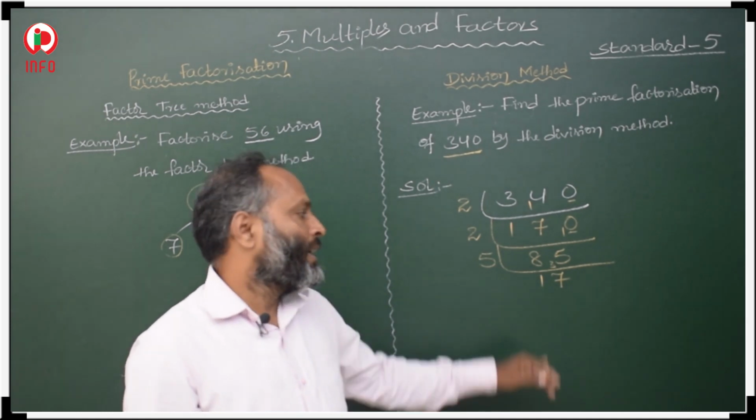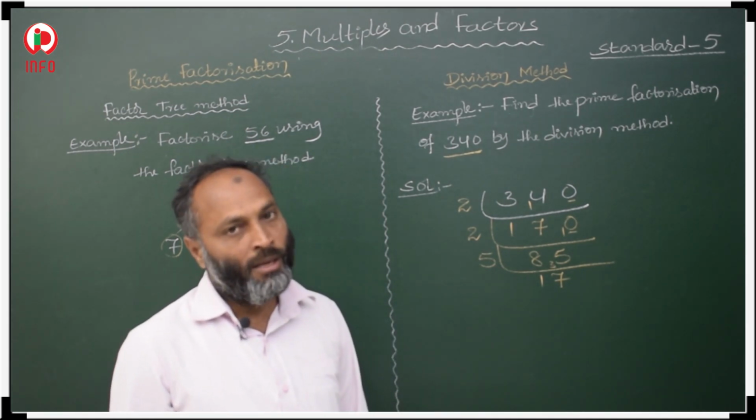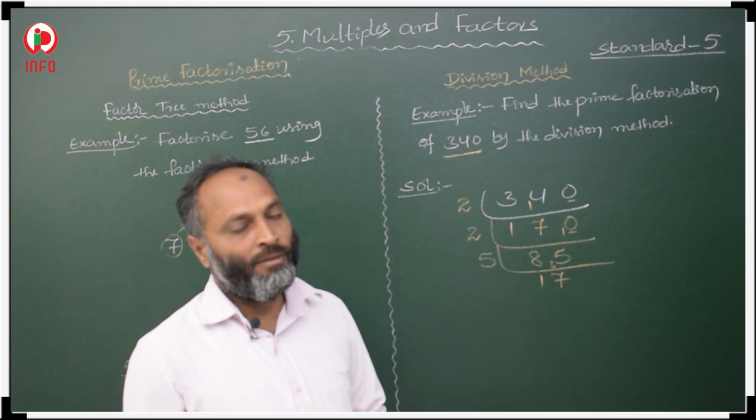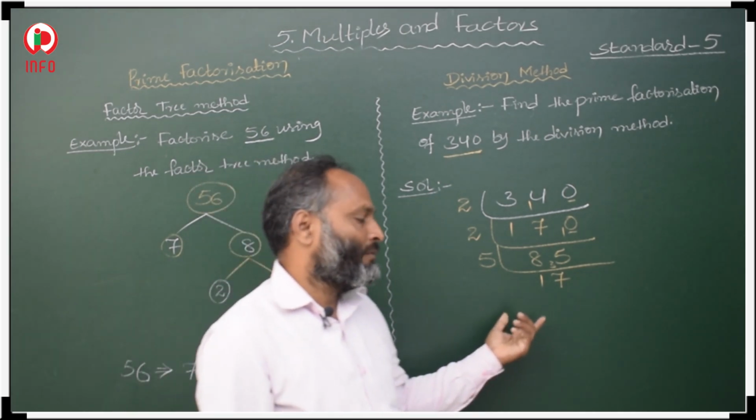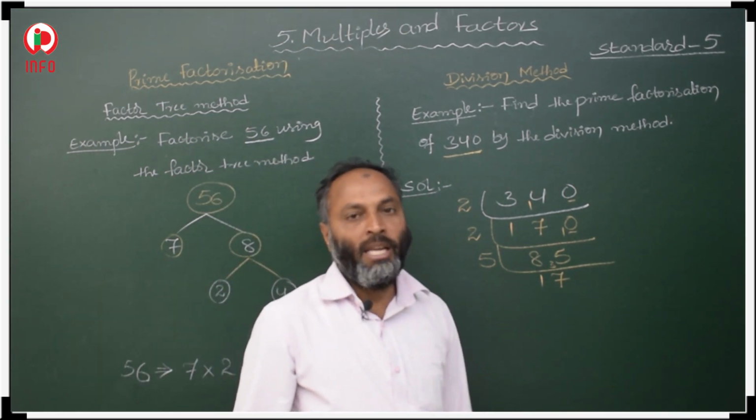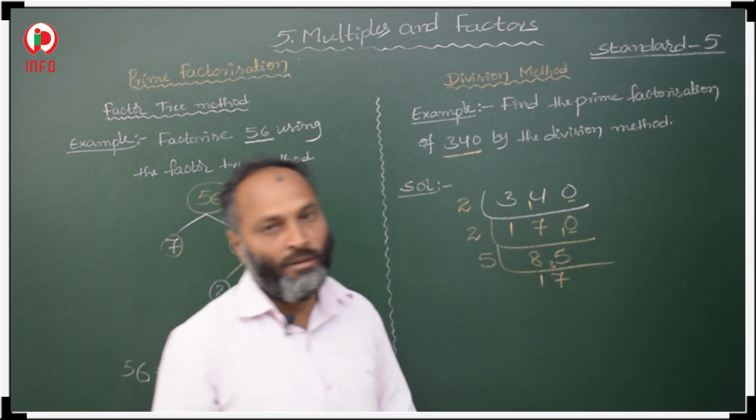Then after that, this 17 is a prime number. A prime number is divisible by 1 and itself, so no need to check in other tables. Why? Because it is not divisible by any other table. So stop here only.